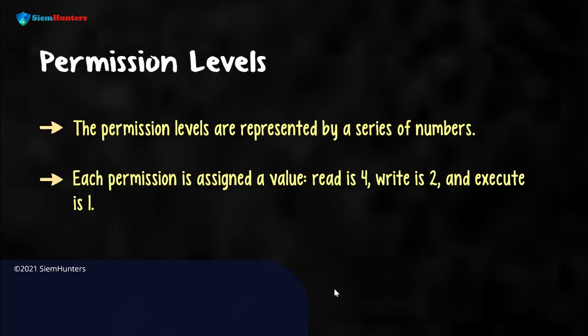So now let's see the permission levels. The permission levels are represented by a series of numbers. The first number represents the owner's permission, the second represents the group permission, and the third represents all the other users' permissions. Each permission is assigned a value. Read is 4, write is 2 and execute is 1. To assign permissions, you add up the values for each permission. For example, if the owner has read and write permissions, their value would be 6 (4 plus 2).